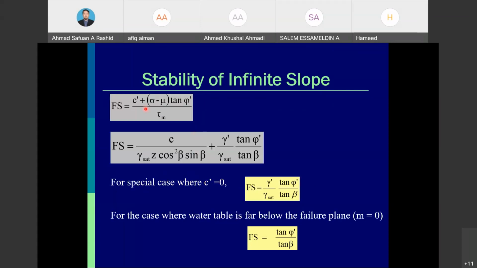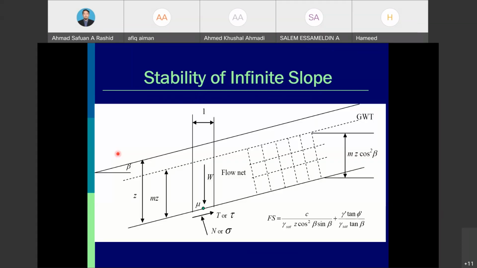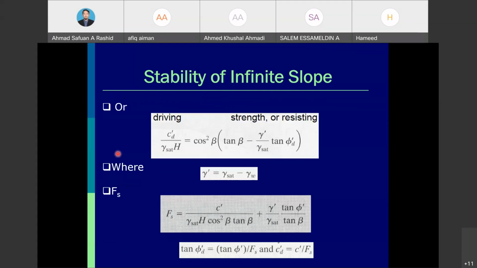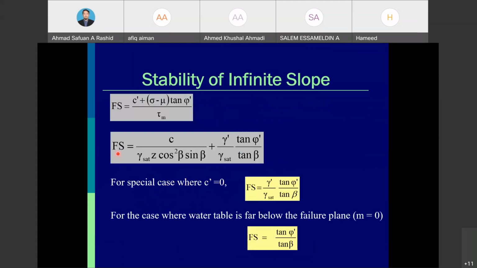So for this case, we get the same approach as the one where the groundwater level, or the water level, is at the slope surface, as we have discussed previously. For this case, M is equal to 1. This is M equal to 1.